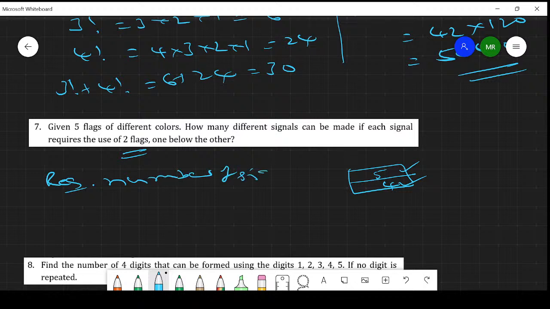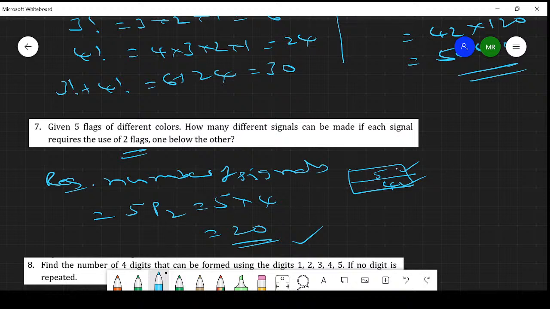Required number of signals I can generate. This is nothing but 5P2. Because 5 flags are there and you are arranging 2 flags, 5 into 4, it will be 20. This is the required number of signals, 5P2, 5 into 4.